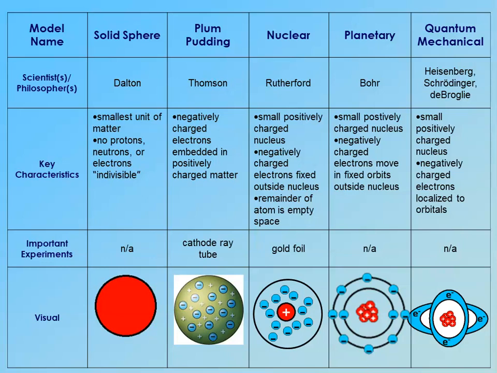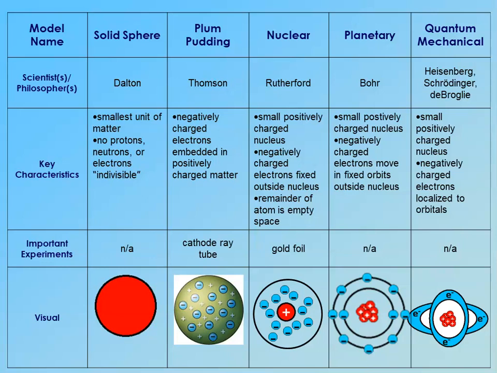There are 5 different models of the atom, going from solid sphere back with Dalton, all the way up to quantum mechanical, or you may have heard it called the electron cloud, with Heisenberg, Schrodinger, and de Broglie. In Dalton's model of the atom, he did not think that there was anything else present in the atom, that there weren't any subatomic particles. As we were able to develop additional experimentation with the atom, Thomson came up with the plum pudding model, and determined that there were indeed particles present, but they were fixed, the electrons, and that the rest of the atom was just positive matter. He was able to determine this using his cathode ray tube experiment.